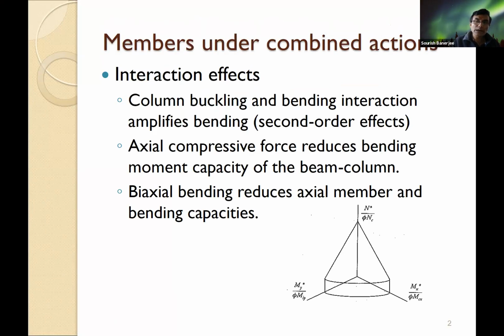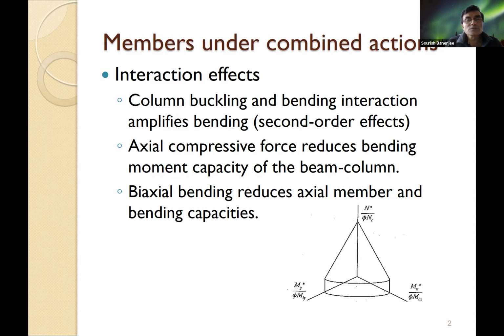Now, if I ask you what we have done before, what we have done before is we have learned how a member is subjected to different kinds of forces. For example, tension, compression, bending individually, isn't it? Individually, we have studied that if a member is subjected to individual forces, how can we analyze them, right? Now, in this case, we will be looking at combined actions.